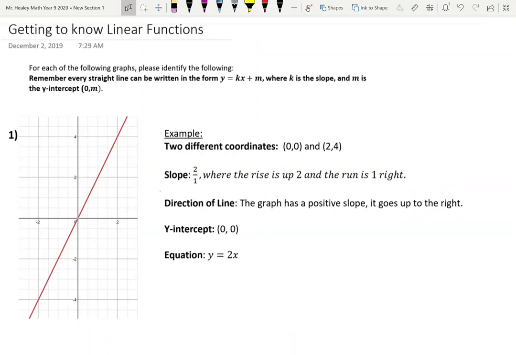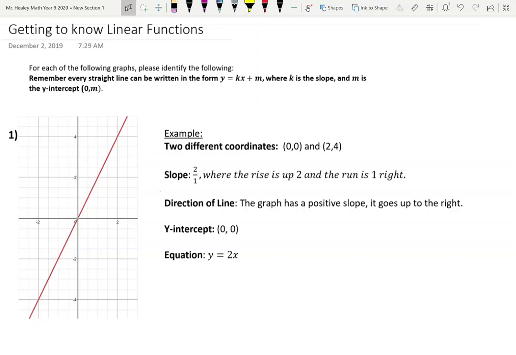Today we're going to get more familiar with some of the linear functions we might encounter. Just to remember, for each of the following graphs, we need to find that every equation will be written in the form y equals k times x plus m, where k is the slope and m is the y-intercept.